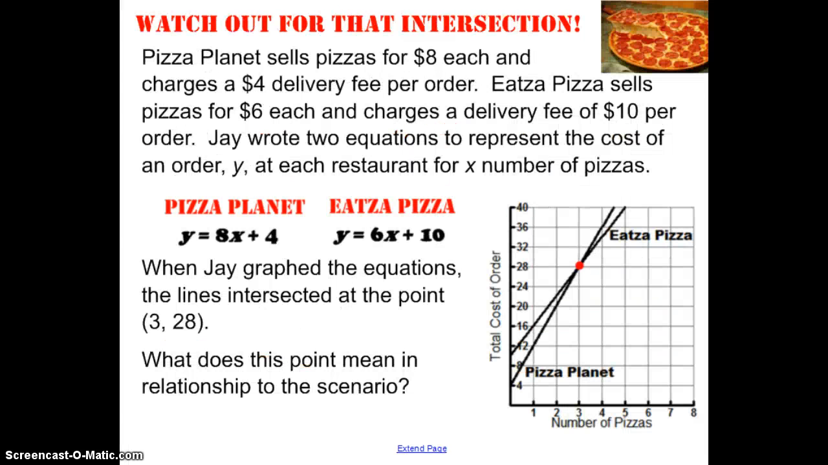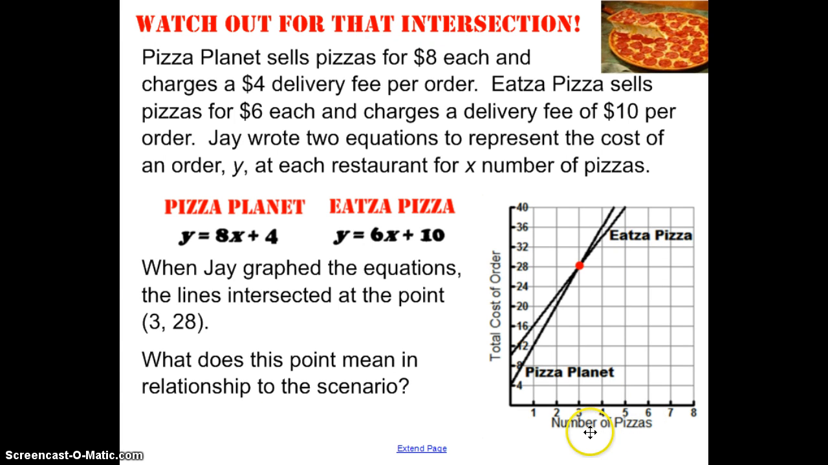Pizza Planet sells pizzas for $8 and charges $4 for delivery. Eats a Pizza sells pizzas for $6 and charges a delivery fee of $10 per order. Jay wrote 2 equations to represent the cost of an order, which is the y value, at each restaurant for x number of pizzas. So $8 a pizza plus $4 for delivery, $6 a pizza plus $10 for delivery. When Jay graphed the equations, they intersected at the point 3, 28.